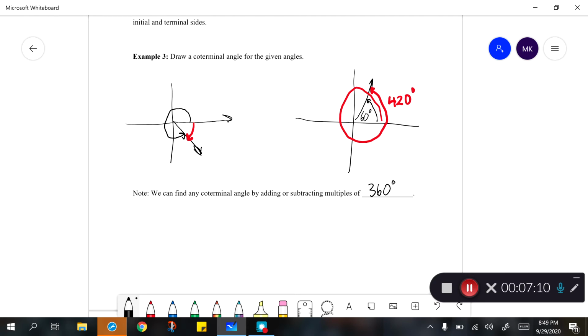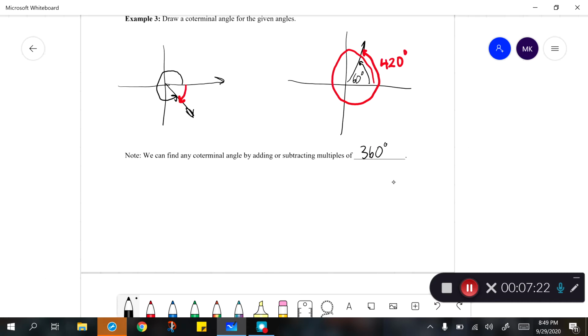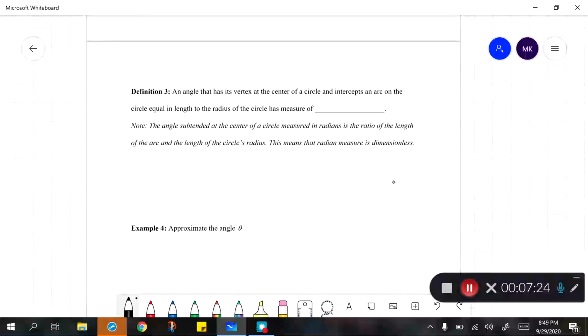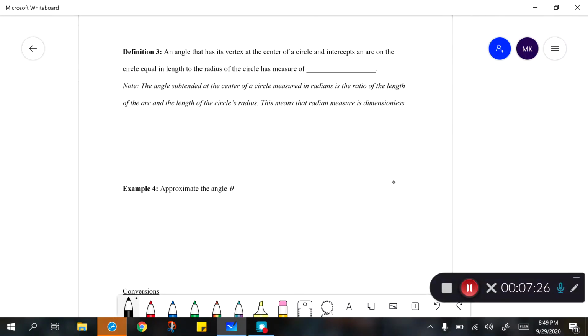Pretty nice, right? So that is a very useful thing to be able to identify whether two angles are coterminal. That is something that will be a very big deal later on in this term when we're dealing with trig functions on angles. Okay. Now, this is going to be a definition we're going to kind of slowly parse through.